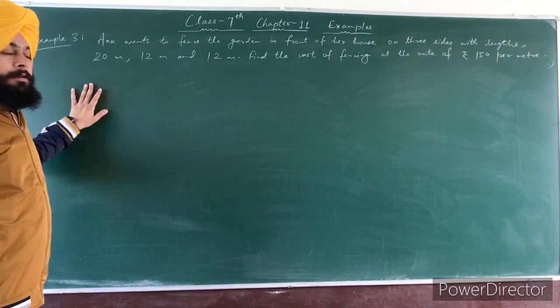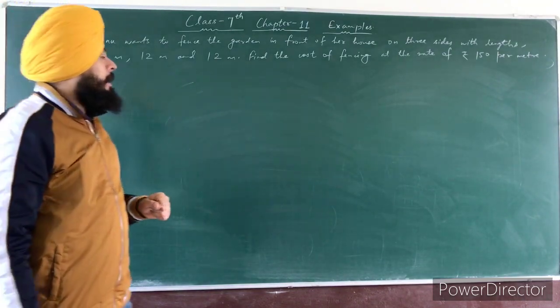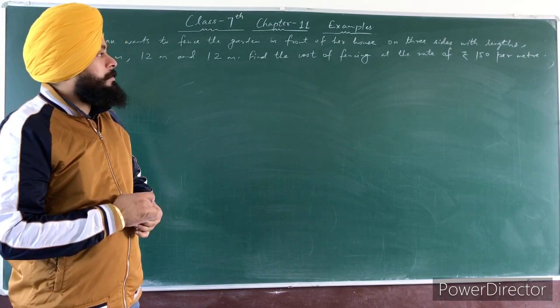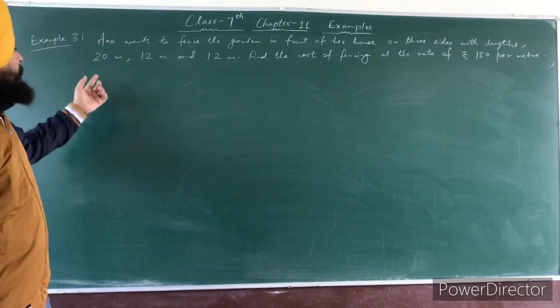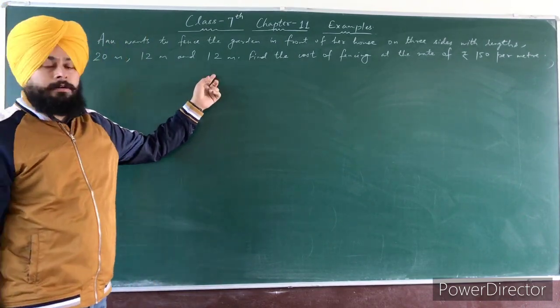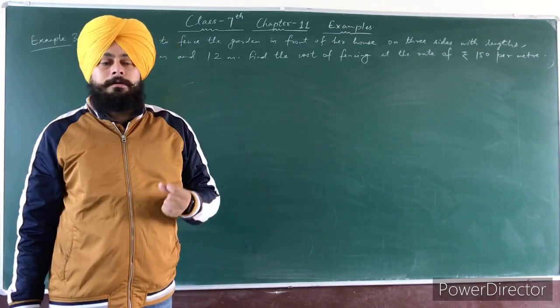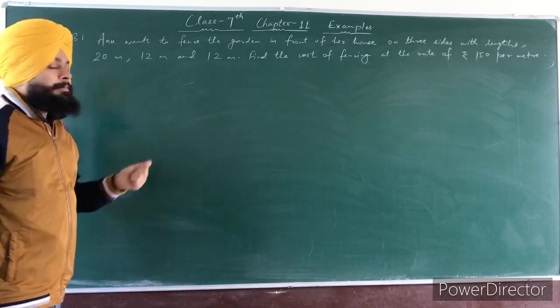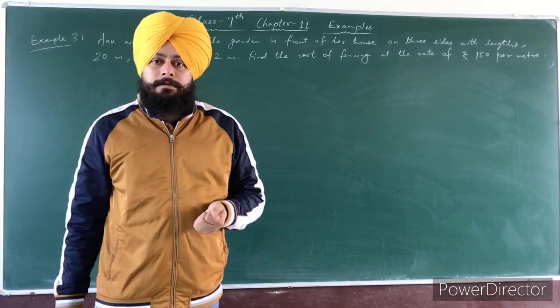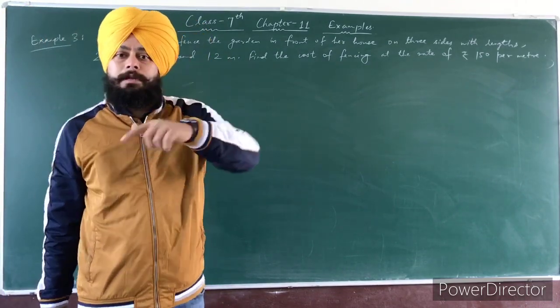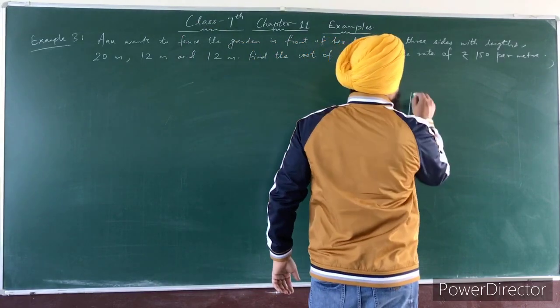Next, example third. Anu wants to fence the garden in front of her house on 3 sides with lengths 20 meter, 12 meter and 12 meter. Find the cost of fencing at the rate of rupees 150 per meter. So fencing means we have to find the perimeter. Fencing means its boundary. Okay?